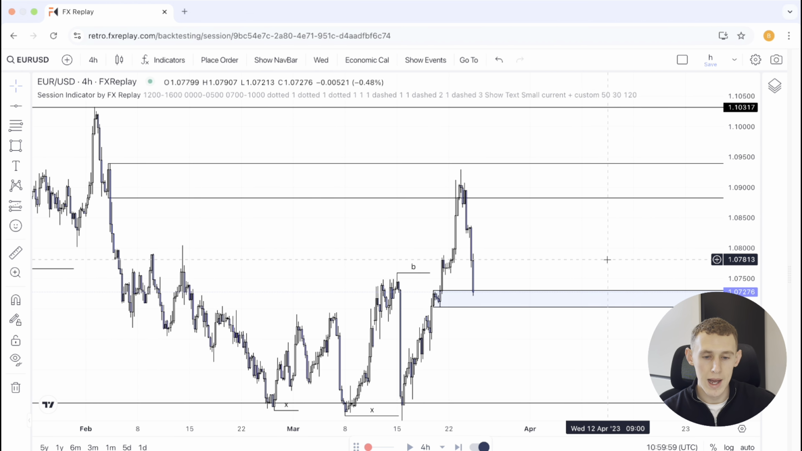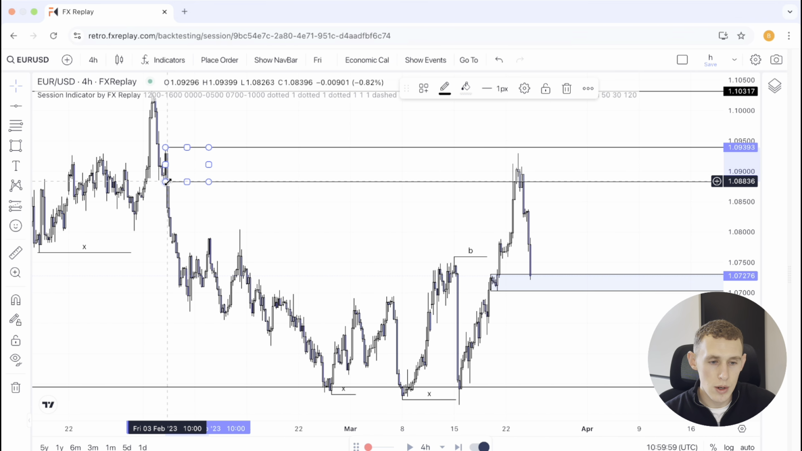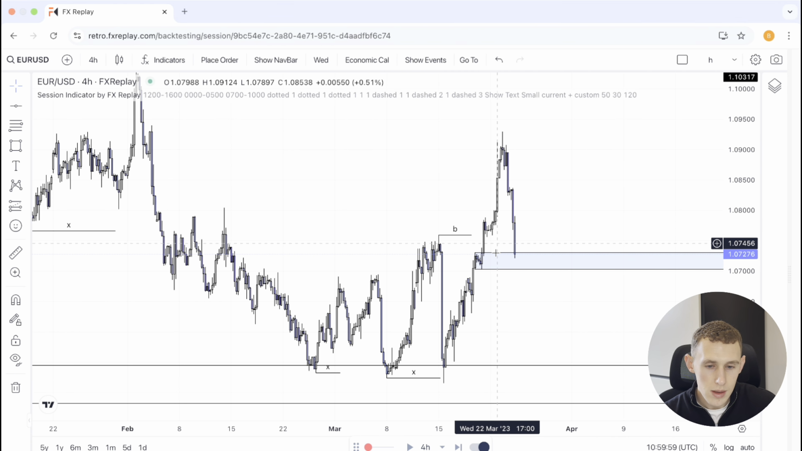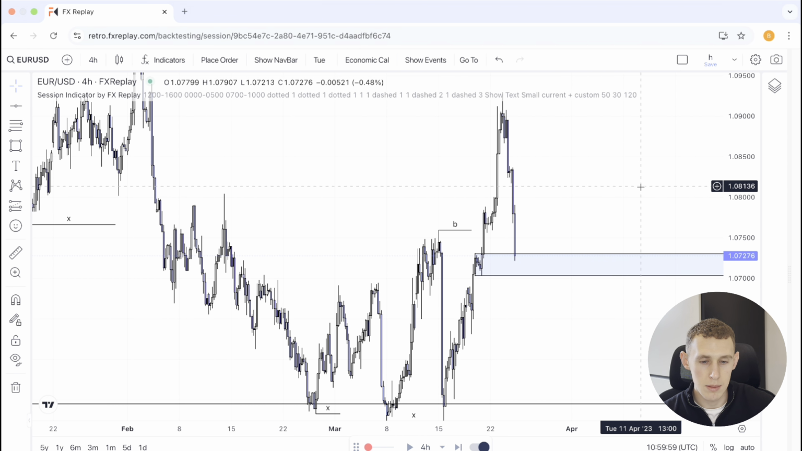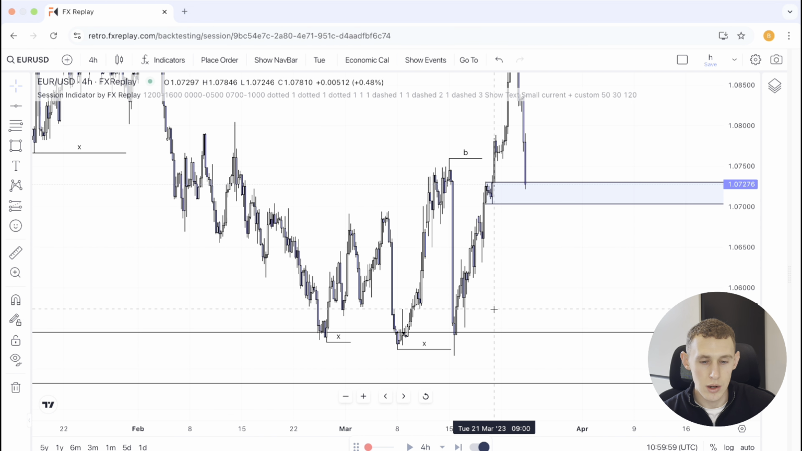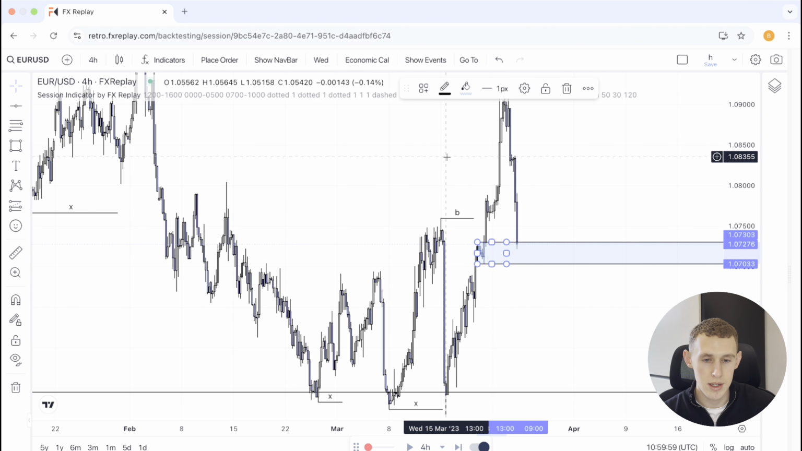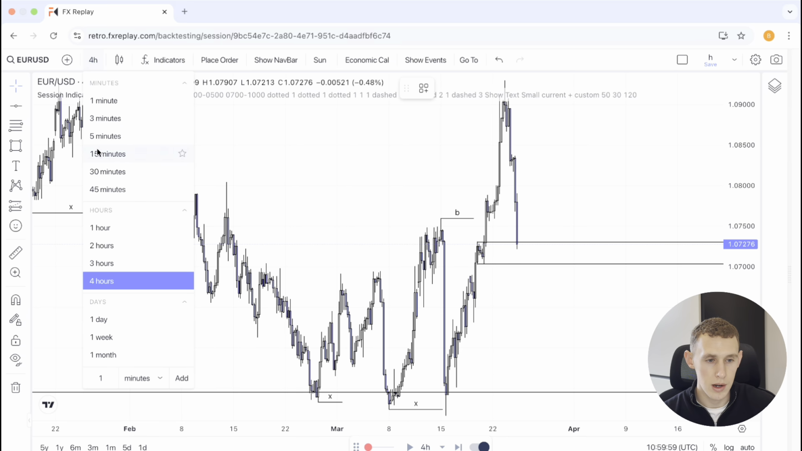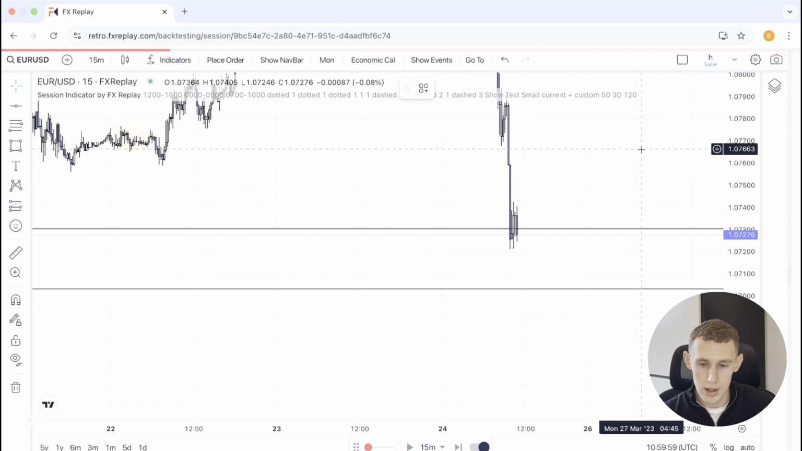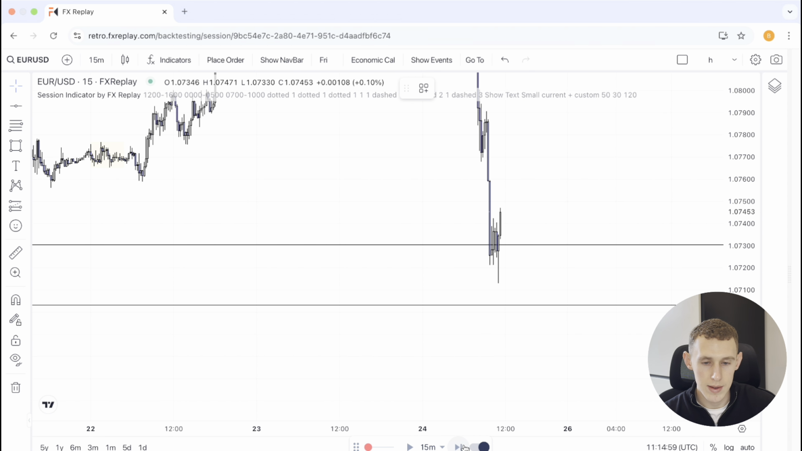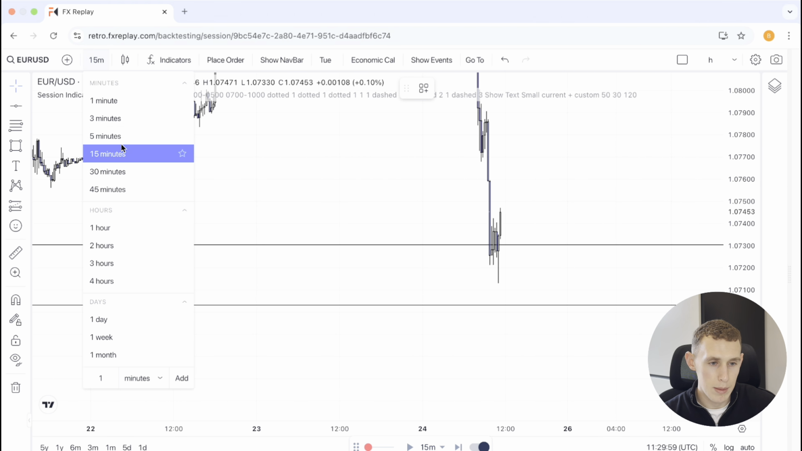Price pulled all the way back into our buy zone. It is still overall bullish, unless this level breaks. If this level does break, then maybe we can consider some longer term sells back towards the lows. But for now, the bullish structure is still intact, and I'm still looking for longs. So yeah, let's see how price develops within this area. And there you go. You can see price flipped bullish here.